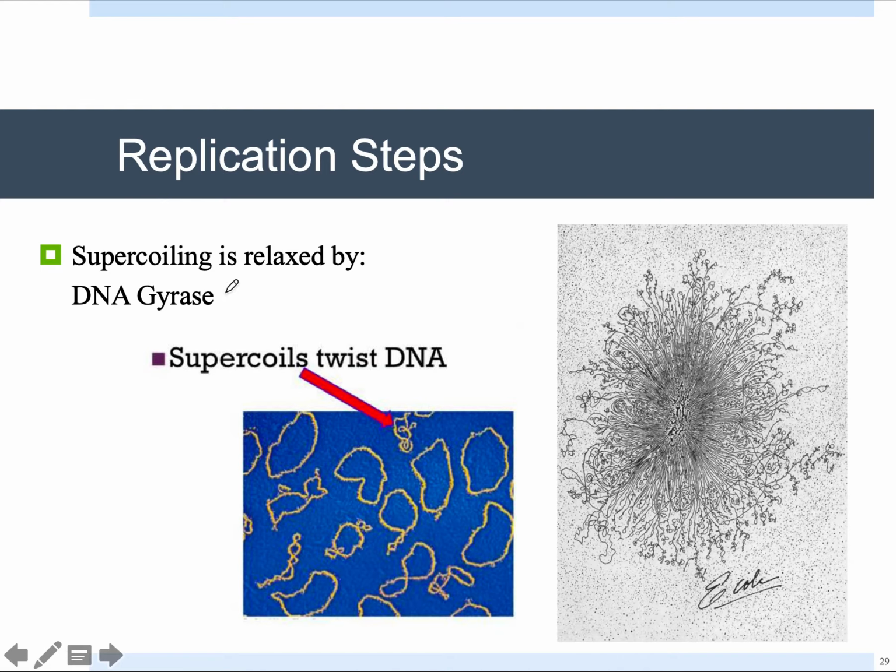You have uncoiling. Remember there is supercoiling of the chromosomes or the DNA. And this has to be uncoiled to make the base pairs available for copying to be done. And this uncoiling is done by DNA gyrase or DNA topoisomerase. Okay, topoisomerase. Isomerase, ASE. Okay.